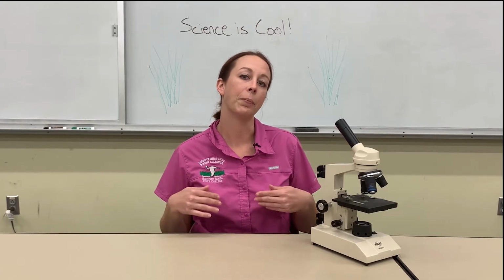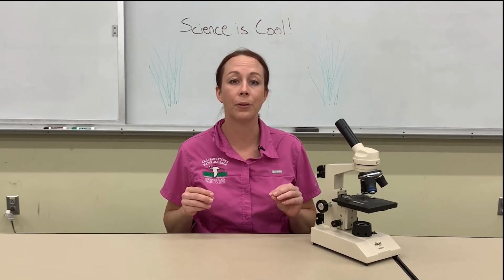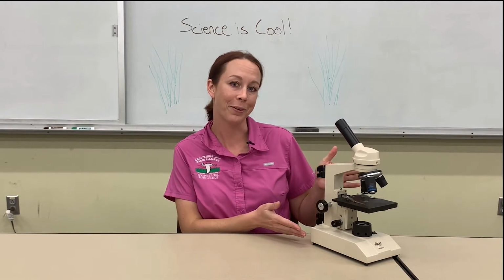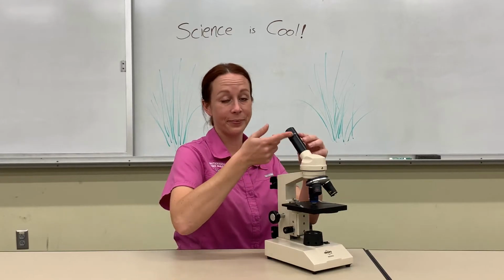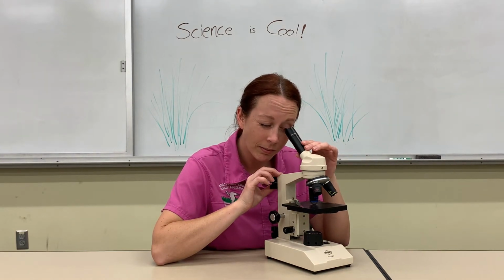Now that we know the different parts of a cell, let's learn about the different parts of the tool that we will use to see them today, the microscope. First, let's look at the eyepiece. The eyepiece is where you look through to see the enlarged object.